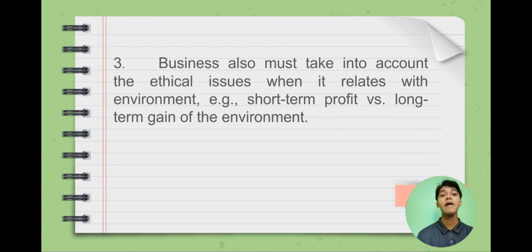And then, business must also take into account the ethical issue when it relates with environment. For example, short-term profit versus long-term gain of the environment.